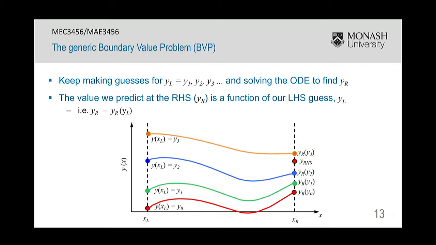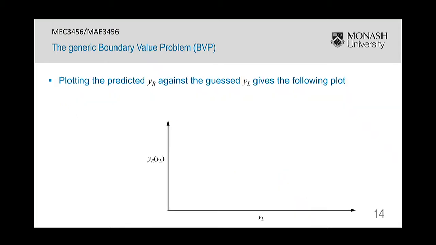The value that we predict at the right hand side, yr, is a function of our left hand side guess. So in other words, we can write yr as a function of y left. Let's plot y right hand side as a function of our left hand side guess, and it's going to look something like this. And we can actually put a line through that if we like, and we can choose as many points as we like and make that function as detailed as we wish.